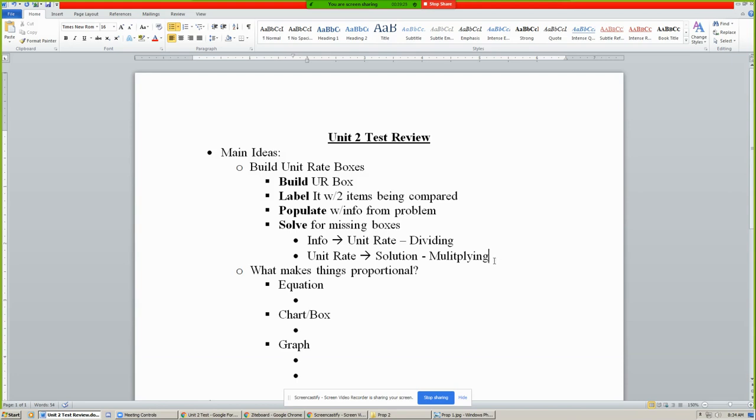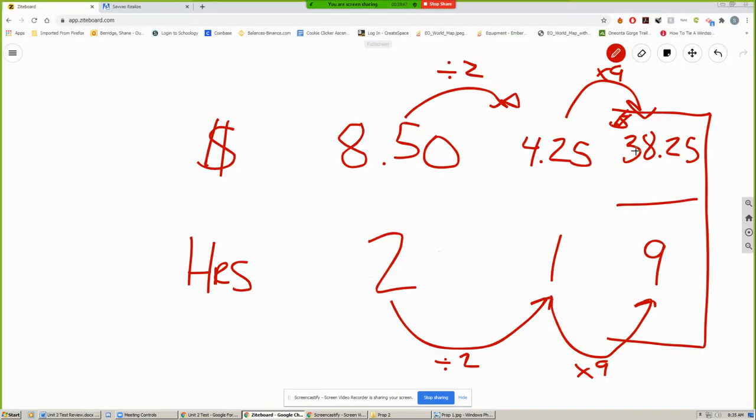By the way, if you have questions about anything that I'm posting on here, feel free to holler at me in the chat and I can clarify anything. Again, if you're going from info that's provided to a unit rate, generally you're dividing down to figure out your unit rate. Or if you have a unit rate and you're trying to find a solution, you're generally going to be multiplying, just like we see right here. Whoop, where'd my box go?